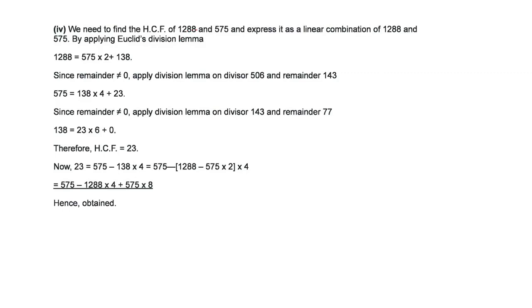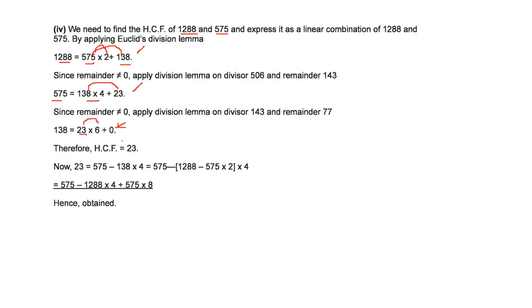So 1288 and 575. 1288 has to be written in the form of 575. So 575 into 2 plus 138. Remainder is not 0. Euclid's lemma will apply with 575 and 138. 575 can be written as 138 into 4 plus 23. Again, no remainder 0. So we'll take 138 and 23. 138 can be written as 23 into 6, and we get a 0.